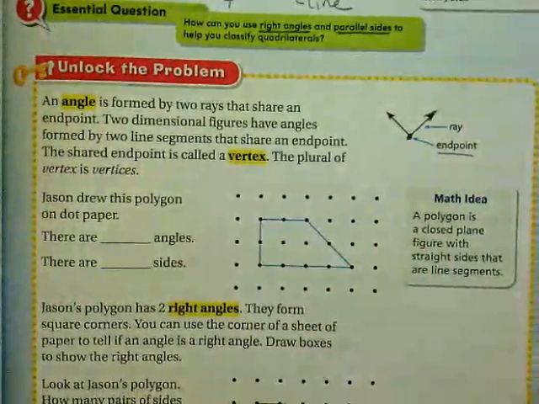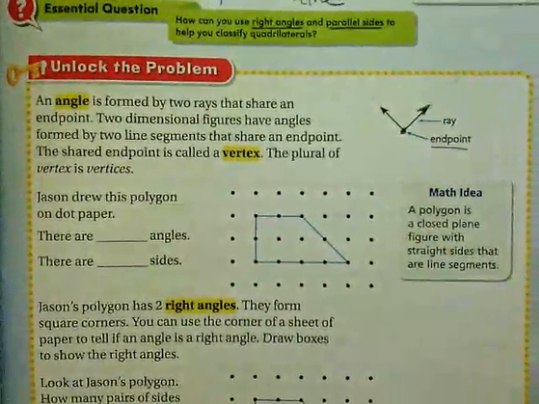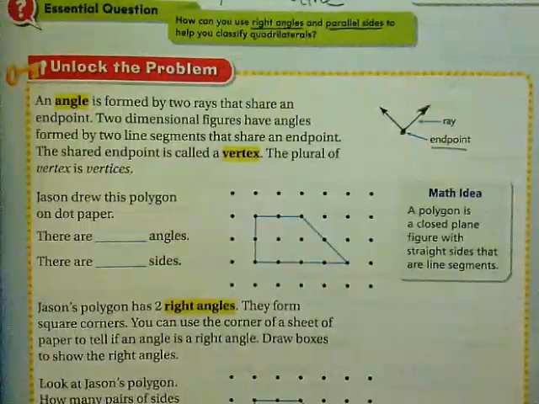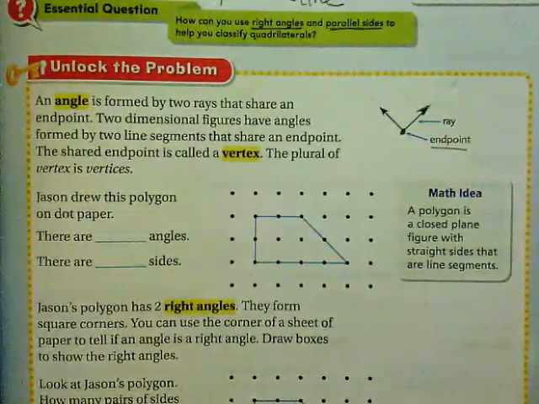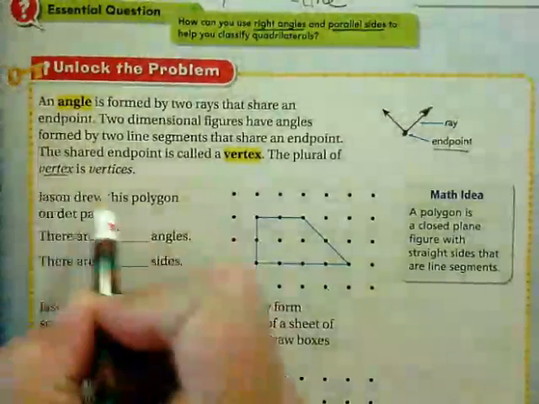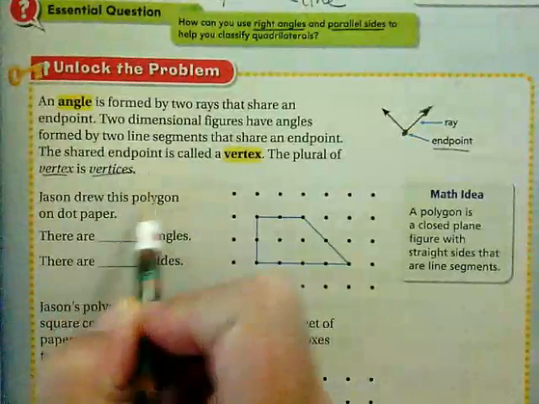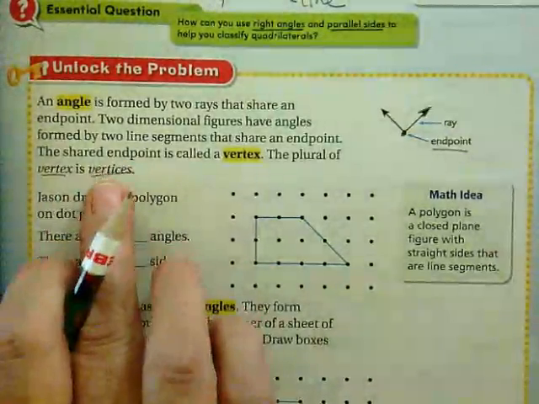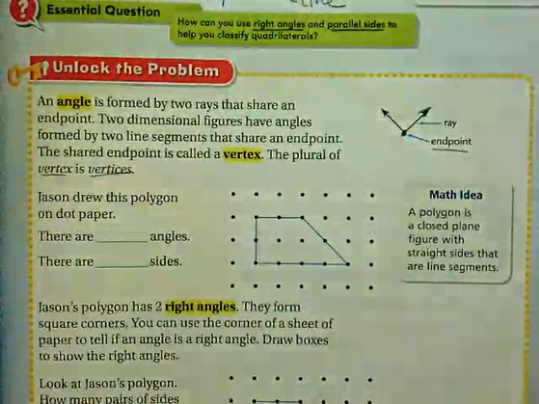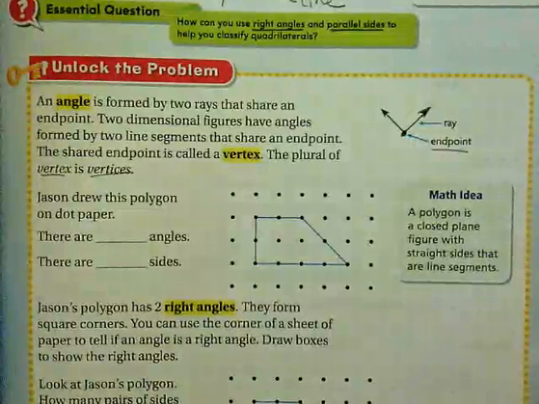So two-dimensional figures have angles formed by two line segments that share an endpoint. The shared endpoint is called a vertex. The plural of vertex is vertices. So a vertex is one endpoint. Vertices is multiple endpoints. This is just more than one vertex. Okay? So let's go through all of that.